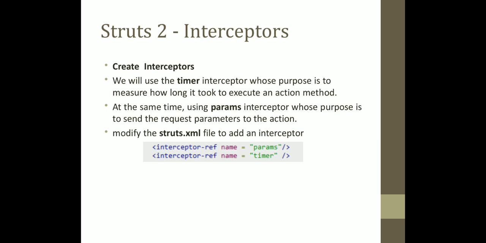Then we will modify this in the struts.xml file to add an interceptor. So how to add this we will see. We have to open the tag interceptor-ref. The name will have the value of the interceptor name. So name equals params and interceptor-ref name equals timer. So these two interceptors we have created.